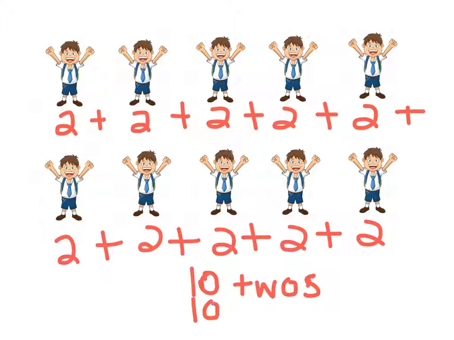10 groups of 2. And remember what I said earlier. This groups of is just another fancy way of saying multiplication. So I can also say 10 times 2 equals 20. Let's go ahead and look at the next slide.